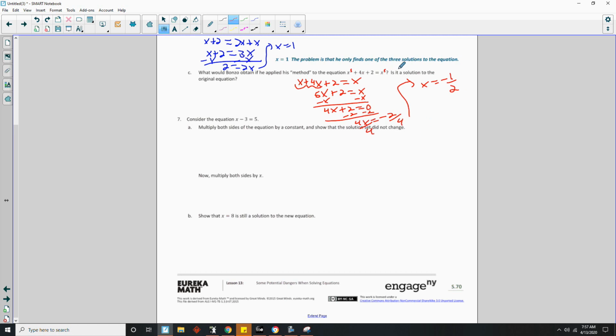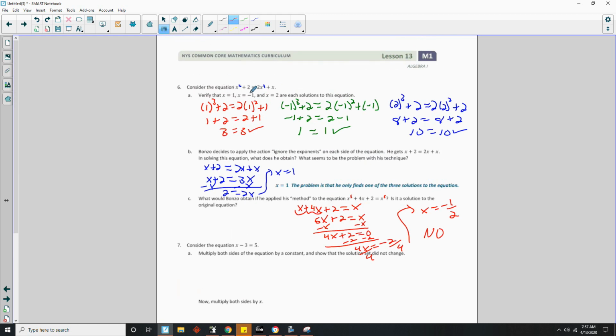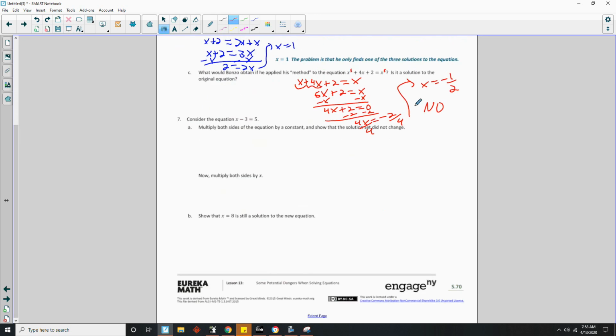And so it says, is this a solution to the original equation? And the answer is no. The solutions to the original equation are 1, negative 1, and 2, and 2 is not negative 1/2. So no, his solution is not one of the three solutions. So you can't just cancel exponents and ignore them. Not a mathematical process that works.